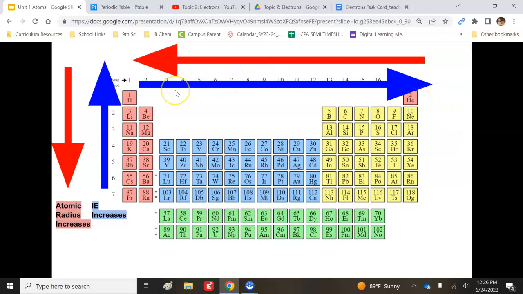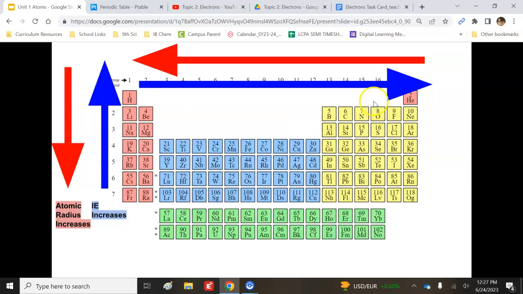So the other trend then is ionization energy. Which elements are going to have the highest ionization energy? Well, my noble gases for sure are going to have high ionization energies, and then fluorine is a really high ionization energy as well. It definitely does not want to lose an electron. It wants to gain an electron and be more like neon.